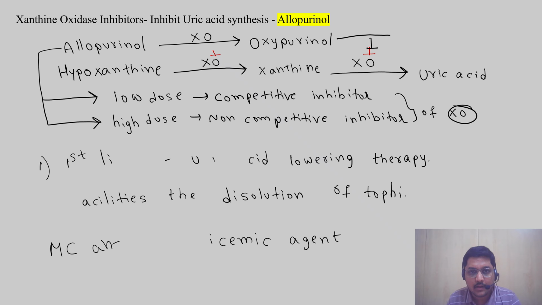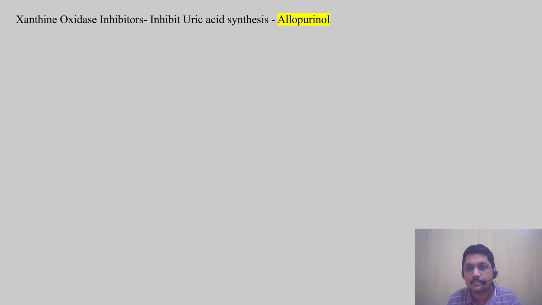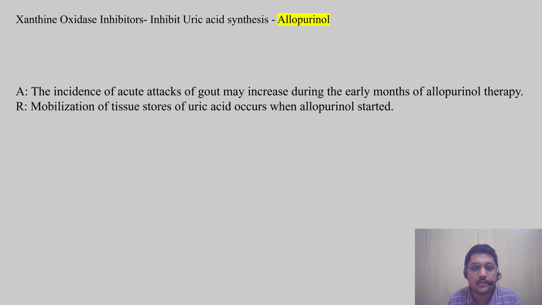And we are going to now see an MCQ. So this is an assertion-reason type of question. What is the assertion given here? The incidence of acute attacks of gout may increase during the early months of allopurinol therapy.